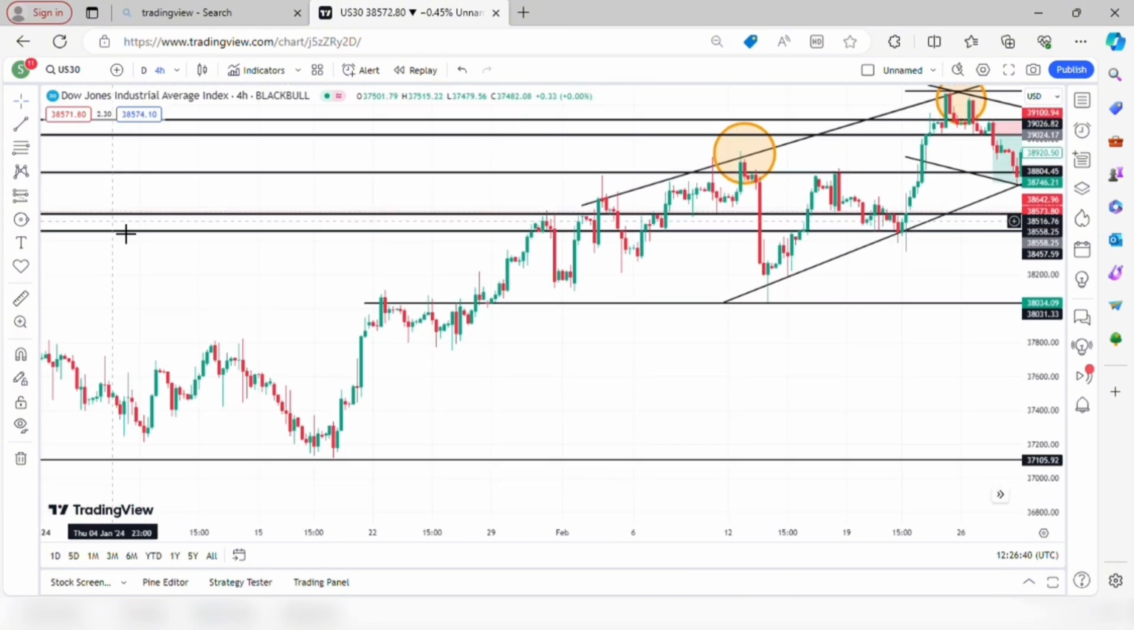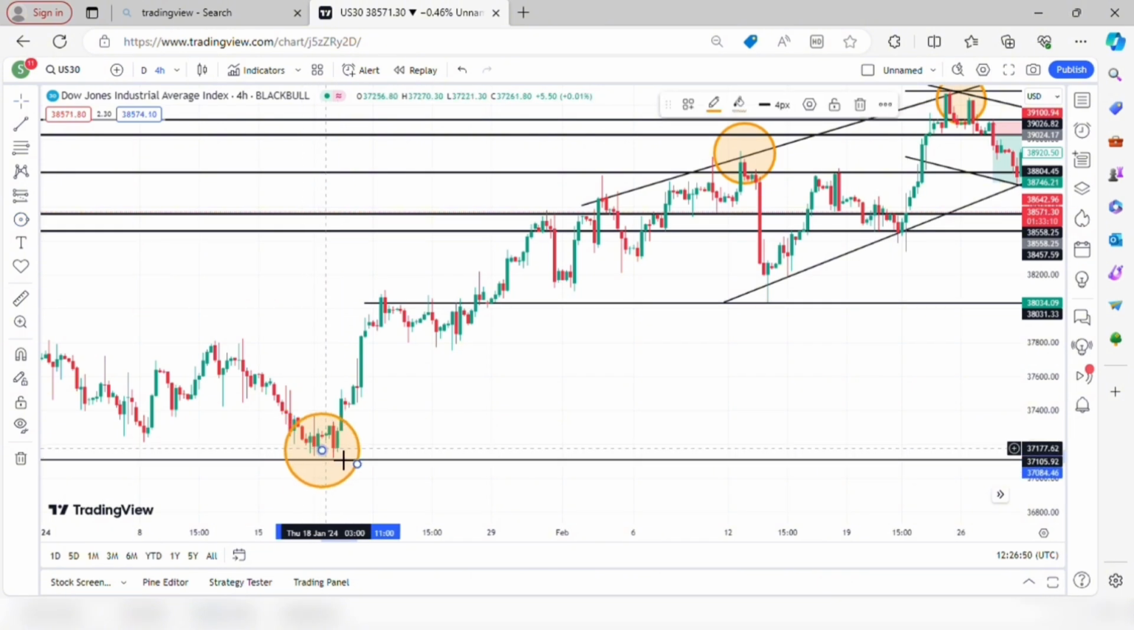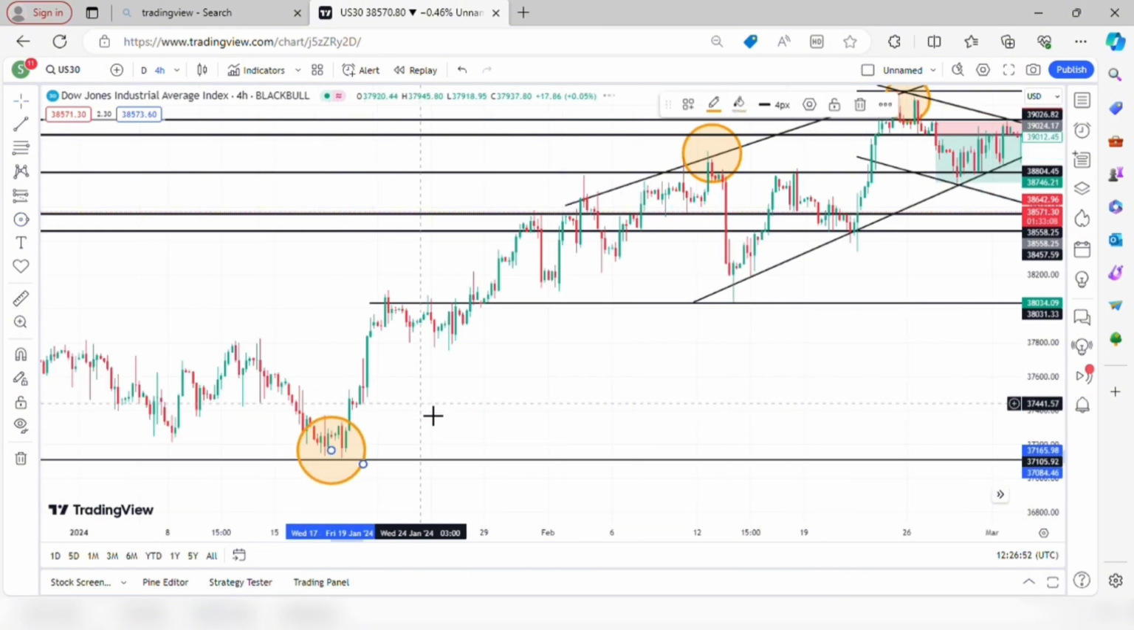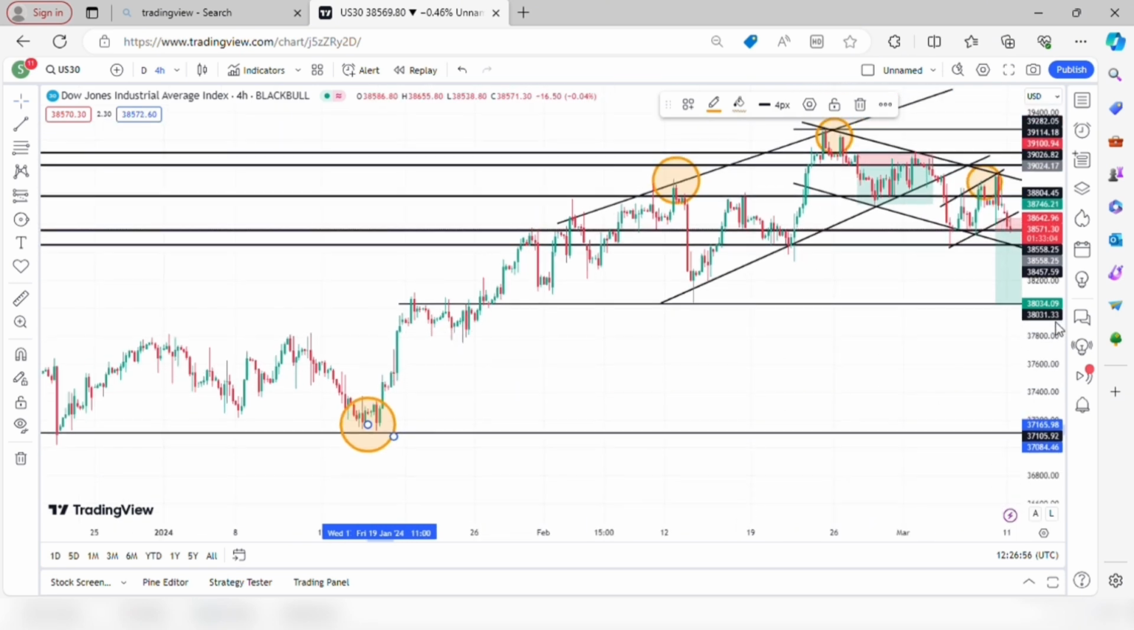If you check here again, I just want to prove something. The market gave us a double bottom here, just so it can go all the way up here.